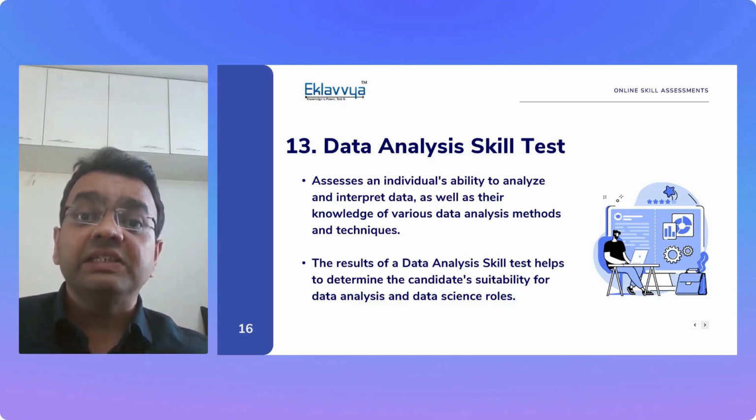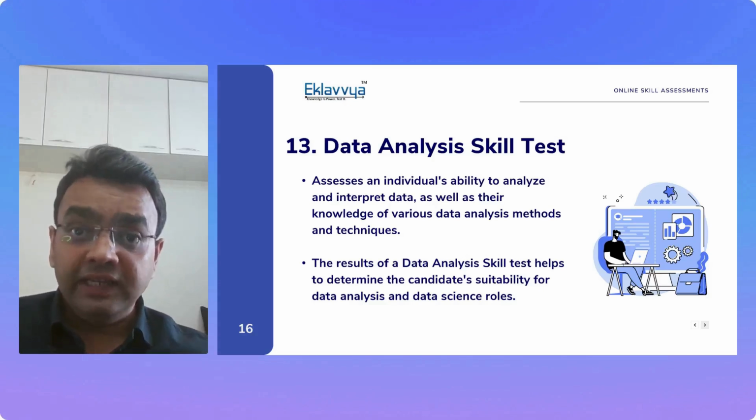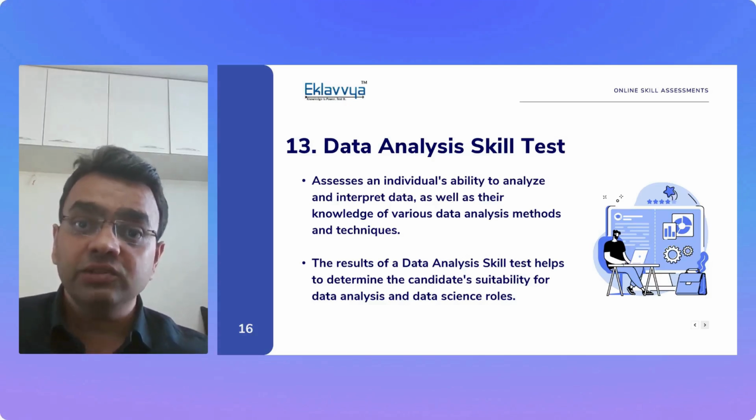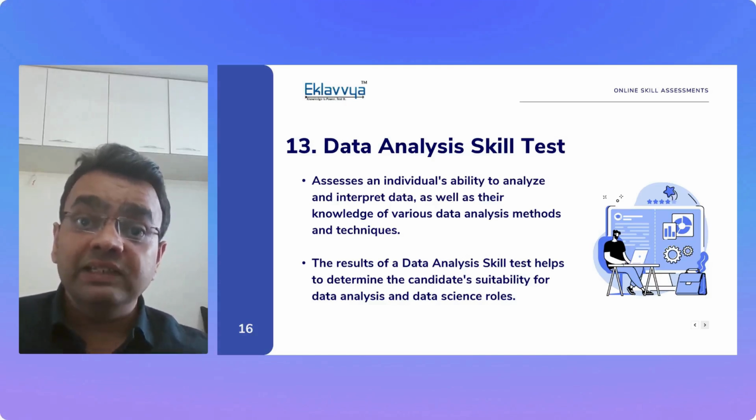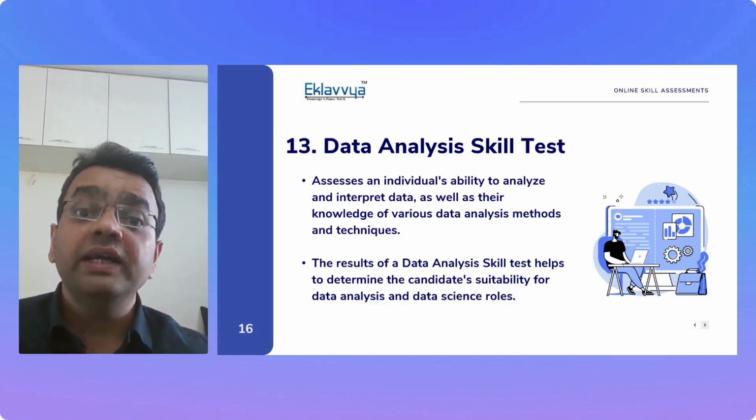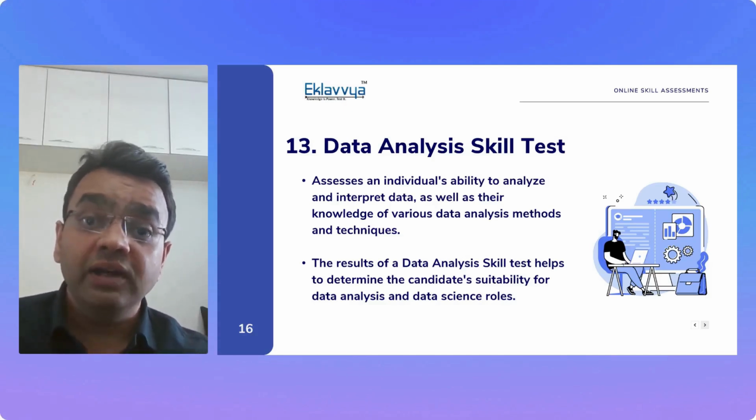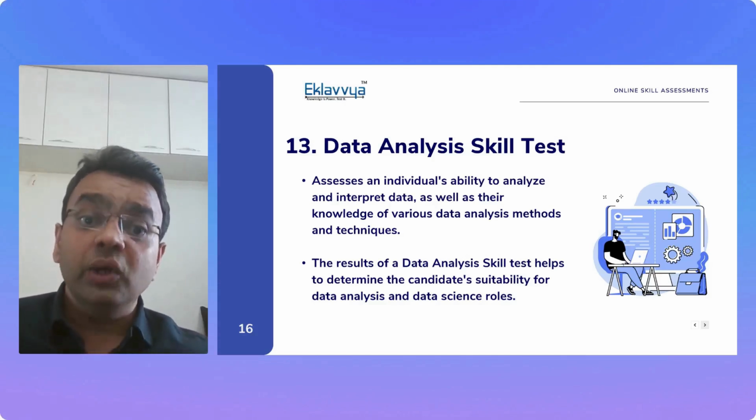In today's world, organizations have huge data of their customers and of their own processes, and data analysis is a skill which is very essential for various roles. A data analysis or data analytics person should be able to comprehend the data and come up with useful insights associated with various processes and tools. So if you are looking to hire data analytics or data science specialists, then you should consider conducting an online data analysis skill test. Such a test will help you understand candidates' ability to analyze and interpret, as well as their knowledge of data analysis methods and techniques.